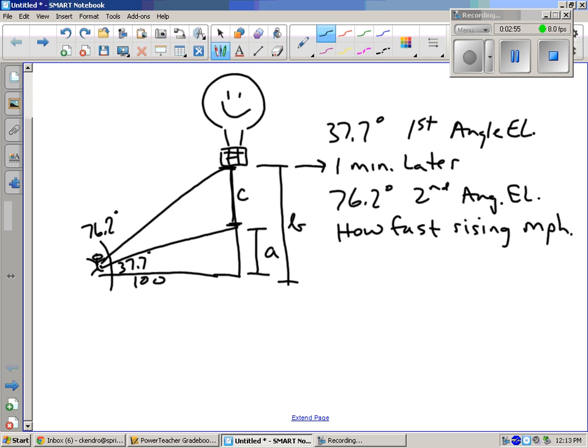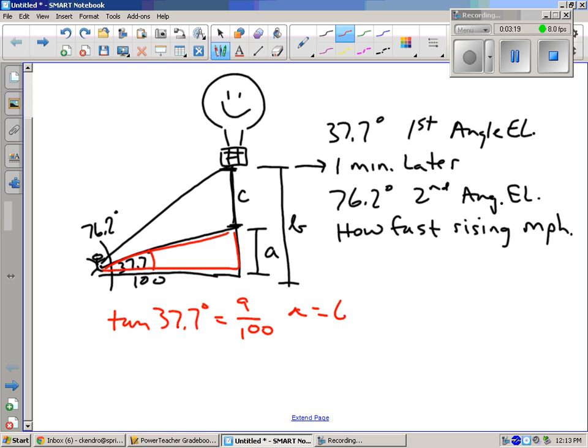Looking at the smaller triangle, this red triangle right here, we have A opposite of 37.7, and 100 is adjacent, so that's tangent. Tangent of 37.7 equals A over 100. So figure that all out. I got A to be about 61.8 feet.